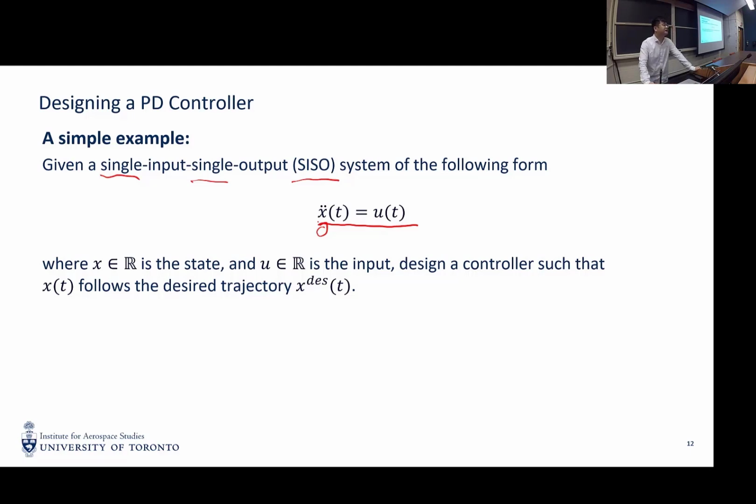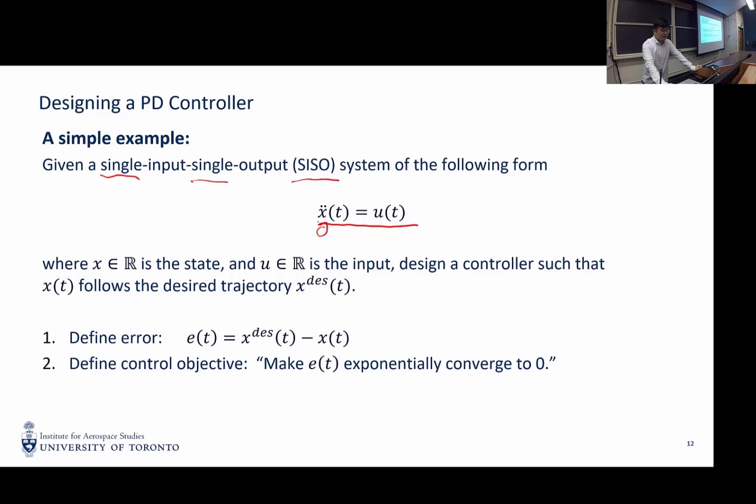So we have x double dot equals u. Basically, this is like a point mass. We can control the force of the point mass, so that by designing such u, we can control the velocity as well as the position of the point mass. In order to control the position, we define something called the position error, which is e. We have the desired position minus the actual position. Our control objective is to design such a u, such that e goes to 0 as time goes to infinity.